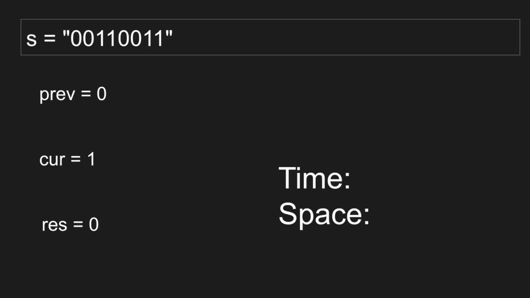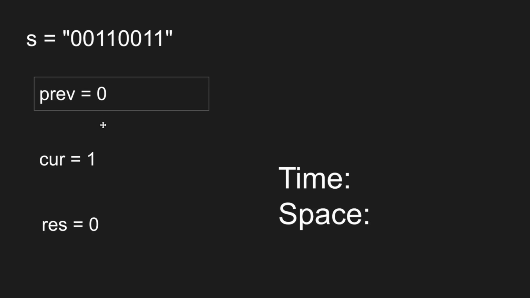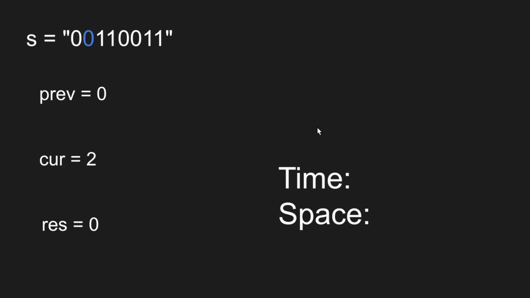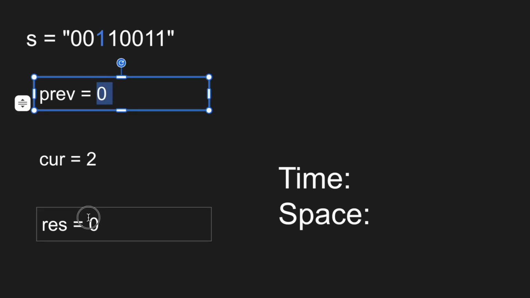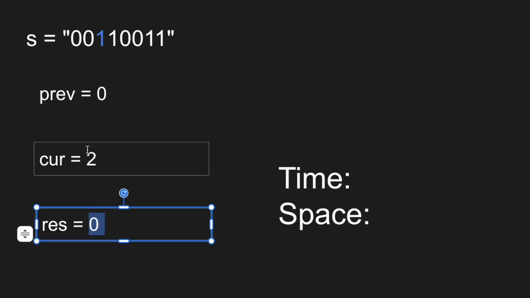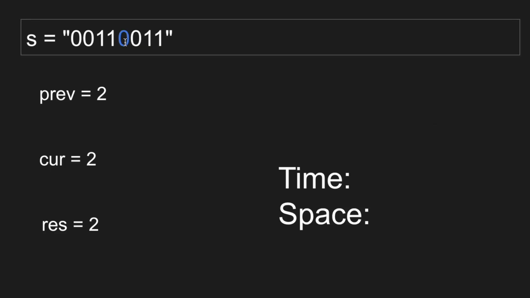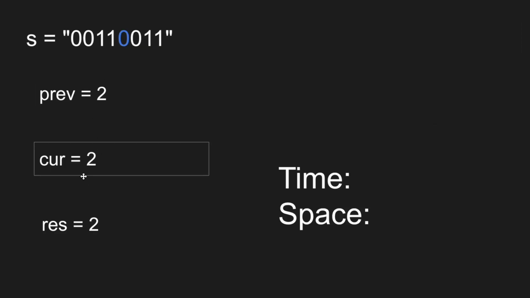So let's go over this example real quick. Initialize previous to 0, current to 1, result to 0. Start at index 1. It's the same as the previous, so increase current by 1. Now that it is different from the previous, we will increase result by the lesser of the two, which is 0. So result is still 0, but now we need to set previous to current, and we will set current to 1. Now move on to the next one. Same as previous, so increase current by 1. Now that they are different, we add the minimum of the 2 to result, which is 2. So now result is 2.